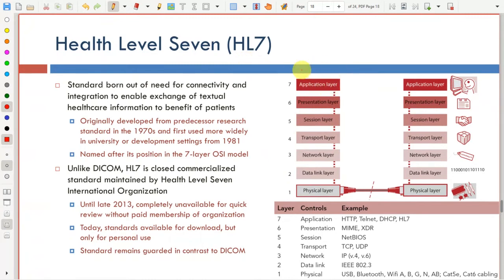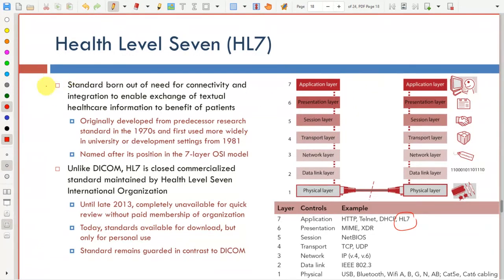HL7 actually is an application layer part of the networking protocol, basically. So as you see here, HL7 is like HTTP, for example, like Telnet, like things of that sort, like FTP also you can actually consider it one of these things. So basically, HL7 is an application layer protocol that would be used to communicate between different systems and provide connectivity between different systems to exchange medical information.